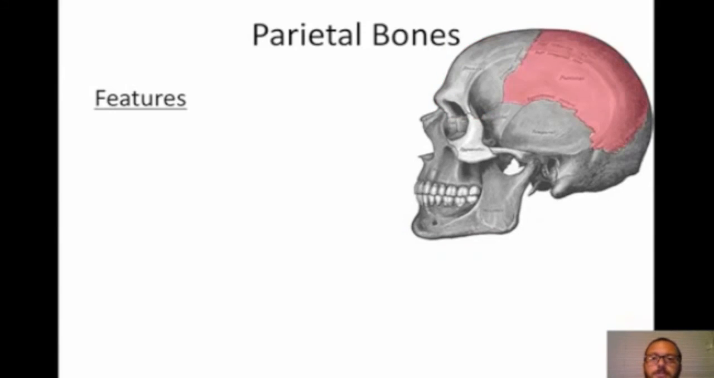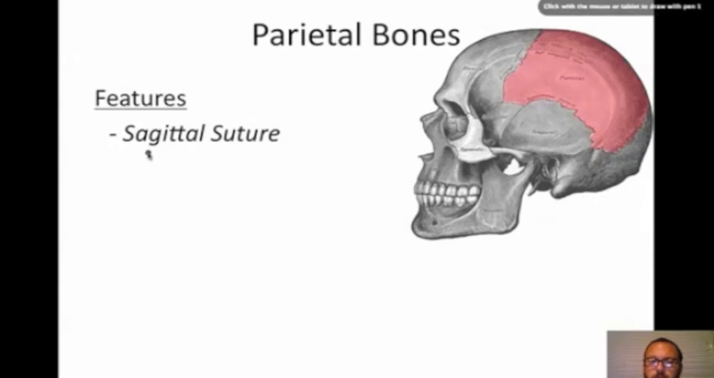Moving on next to the parietal bones. Again, what was this suture? It's called the coronal suture. For the parietal bones, these are going to form the sides of your head. So either side, top of your skull here. Sagittal suture is what's connecting these two together. Now you should be able to think to yourself, what must be meant by sagittal suture?